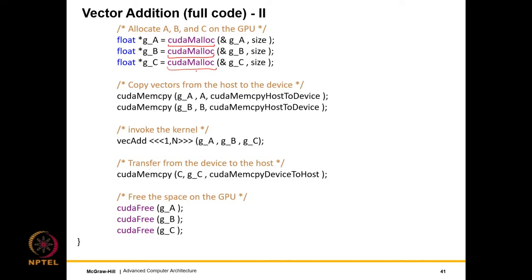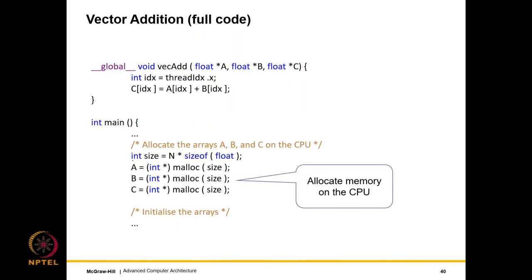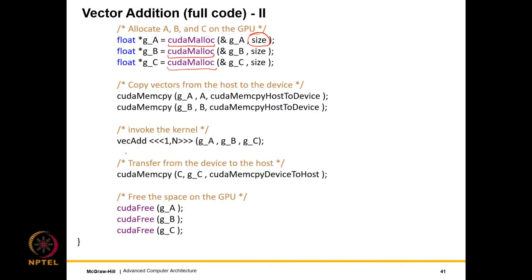It's again of type float star and the size is specified over here. Recall that we computed the size over here. So we create three such arrays on the GPU. Once these arrays are there on the GPU, we get the pointers, but of course, as I said, they're useless on the CPU, but they can be used to copy these vectors from the host to the device. What is the host? The CPU, the device is the GPU.